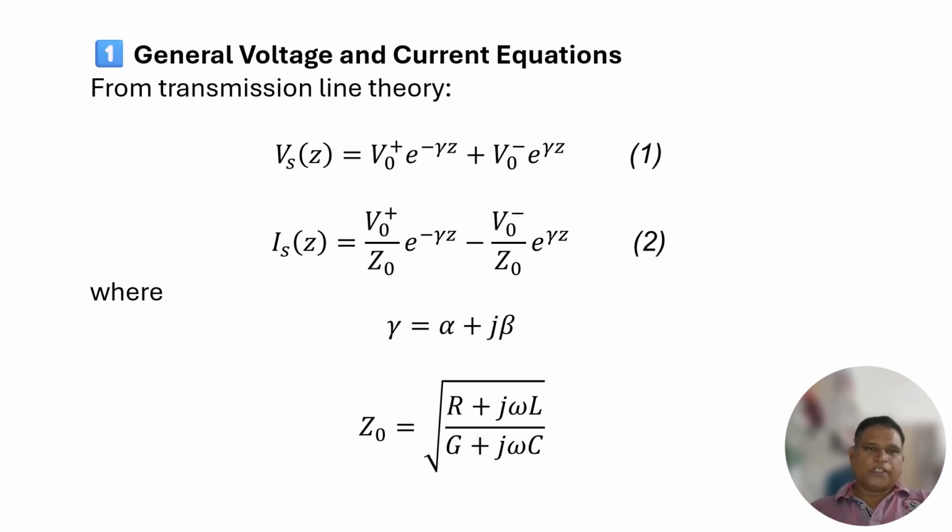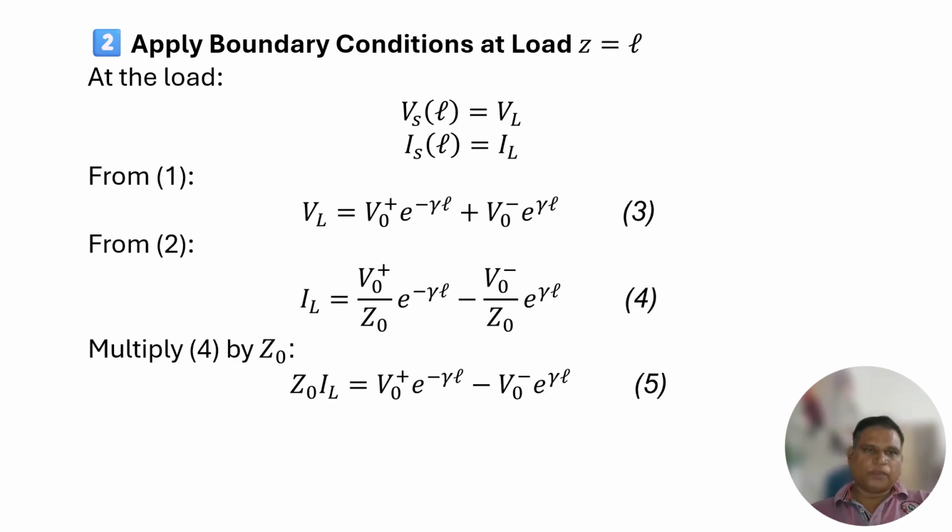From general voltage and current equations from transmission line theory, Vs of z is equal to the forward wave and the reverse wave. Similarly, the current wave equation is equal to forward current wave and reverse current wave, and the propagation constant gamma is equal to alpha plus j beta, and the characteristic impedance Z0 is equal to square root of R plus j omega L by G plus j omega C. Now applying the boundary conditions at the load z is equal to L, the voltage Vs of L is equal to VL, Is of L is equal to IL.